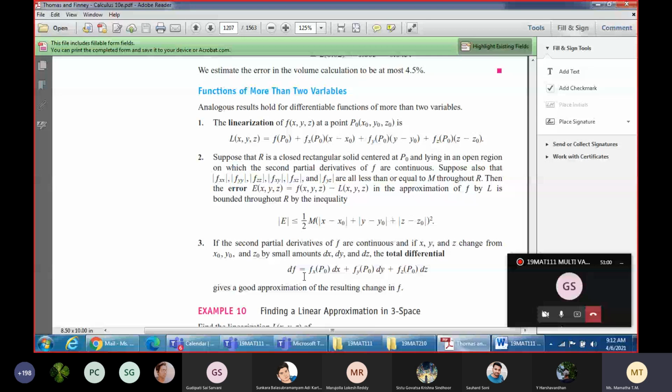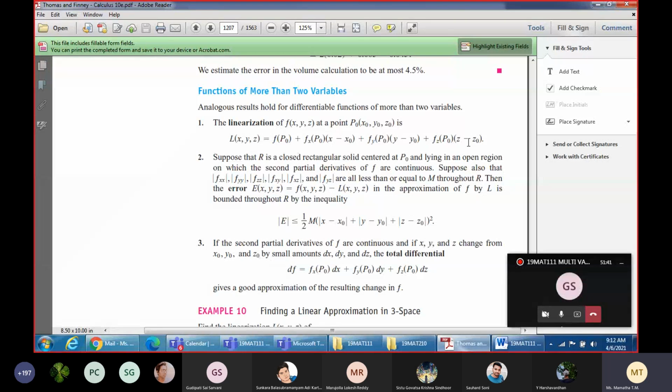And if you go for the total differential df, it will be dou f by dou x into dx plus dou f by dou y into dy plus dou f by dou z into dz. Okay, this gives you the total changes in the function with respect to x, y, z variables. All of you noted down these two formulas. L of x, y, z, linearization of the function in 3 variables. If you have more variables, then it will continue. The first order partial derivative into the variable minus the variable value at the given point.